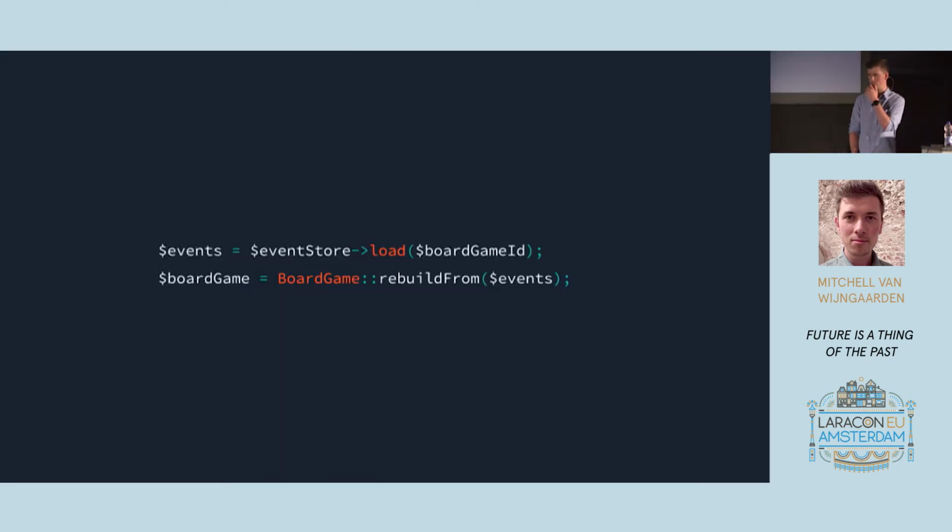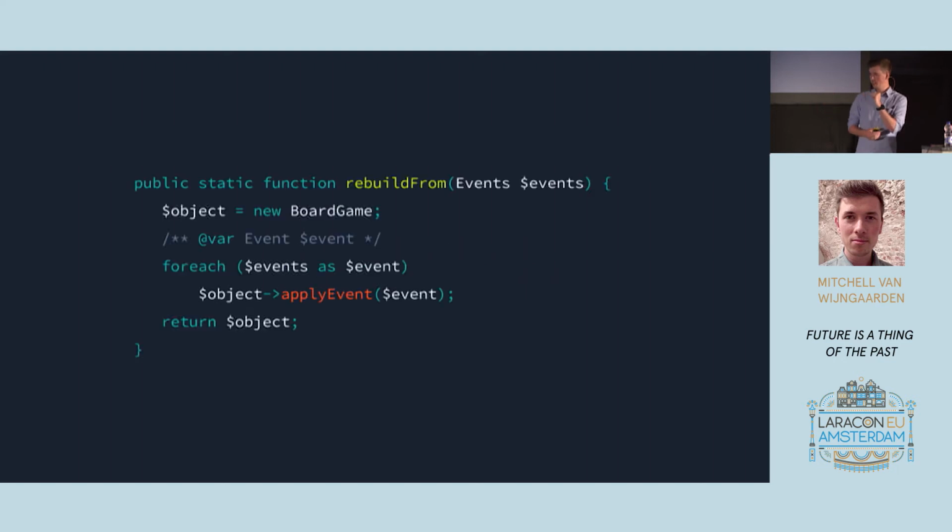So from the start, what does it look like? This looks extremely simple because it just creates a new instance of the board game, and then it loops through all the events that it got, because it accepts an event collection, and it applies all these events one by one, sequentially, and then it returns the latest version of that object.